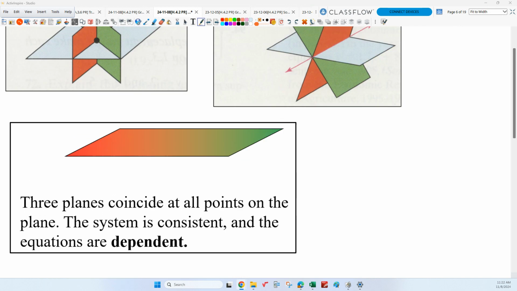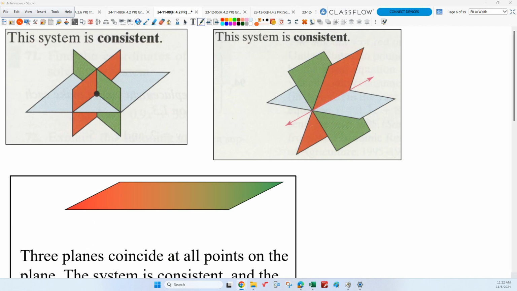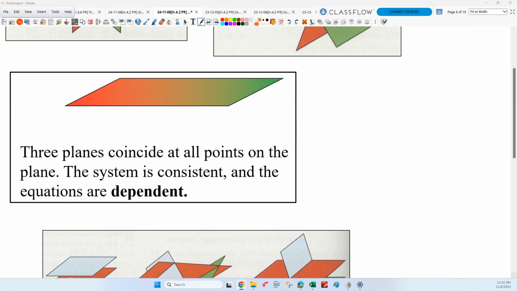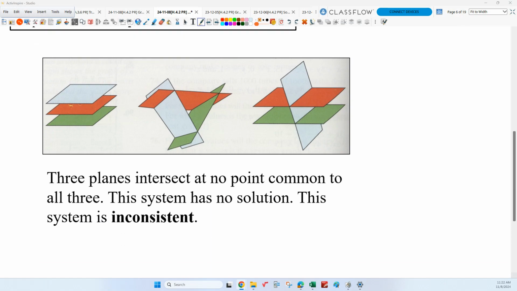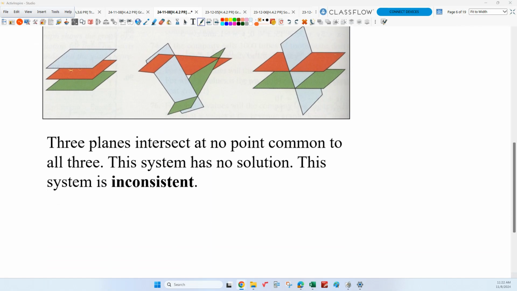Make sense? In the top 2 cases, those are independent systems because all 3 planes are different. This is a dependent system because all 3 planes are the same. They overlap completely, okay? And then we could also have instances where we have 3 planes that never all intersect in the same place, and we'd call those inconsistent systems.